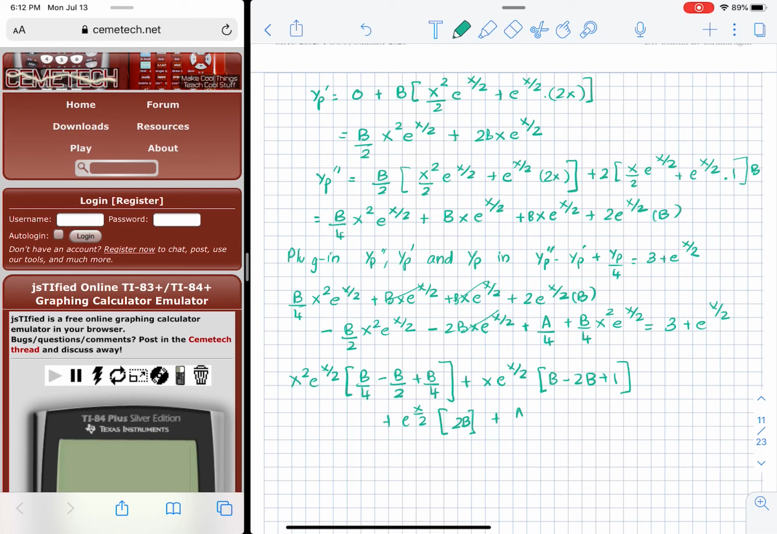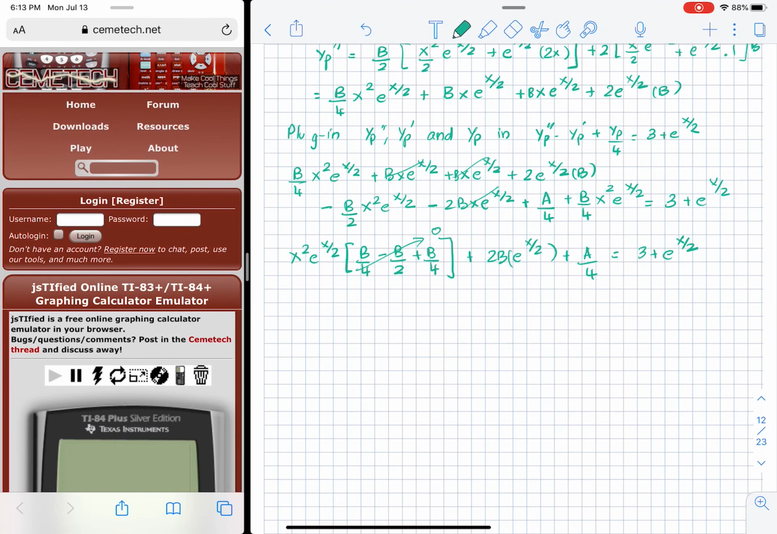we will have plus a over 4 and 2b and that term would go away. And looks like these two terms would get cancelled, and that would become 0 too. So that should equal 3 plus e raised x over 2.